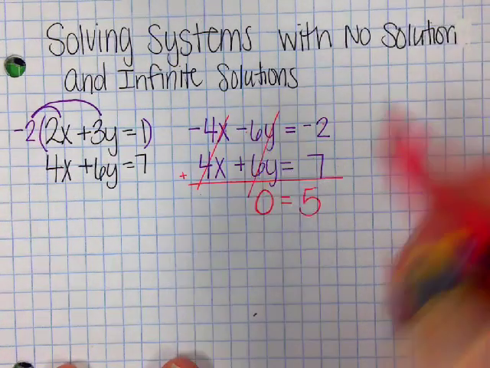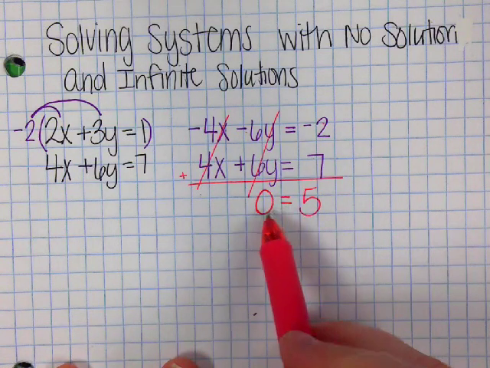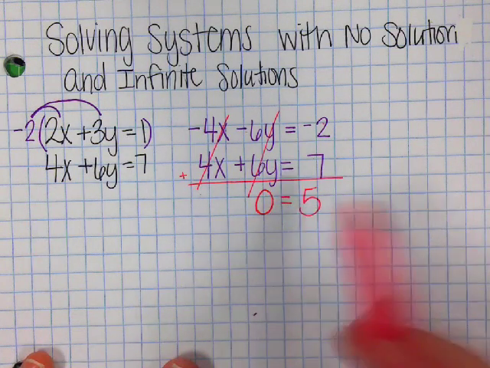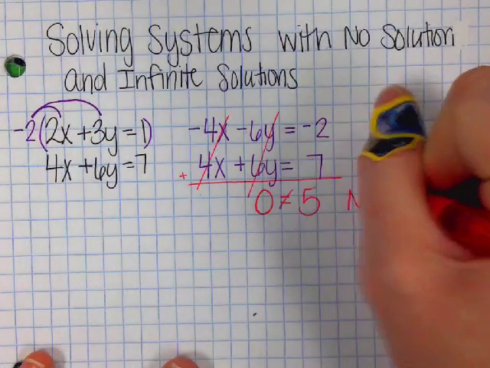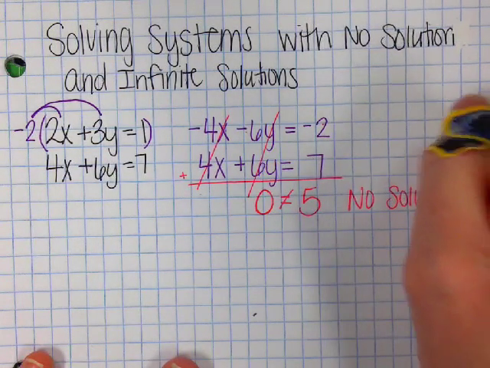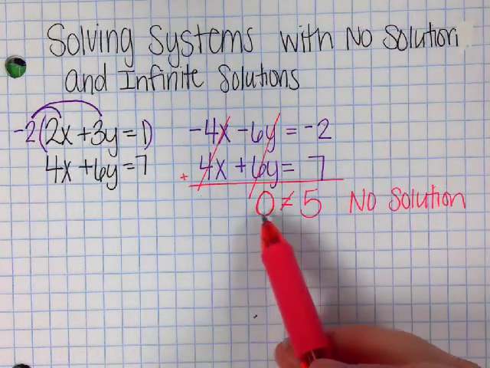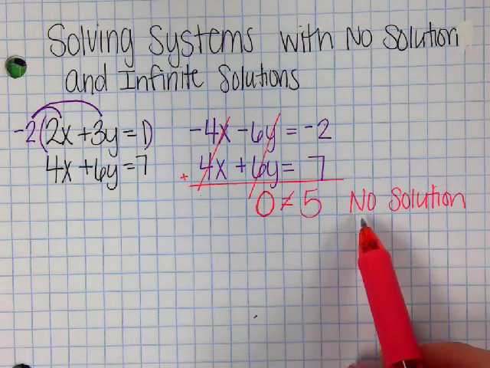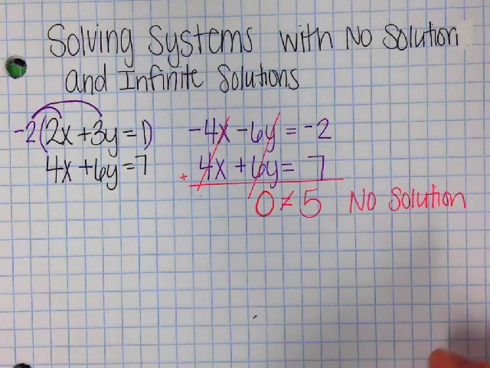And if you look at this, this is what tells you if it's an infinite or no solutions. Does 0 ever equal 5? No. So this is no solution. Since 0 can never equal 5, the answer for these two equations would be no solution.